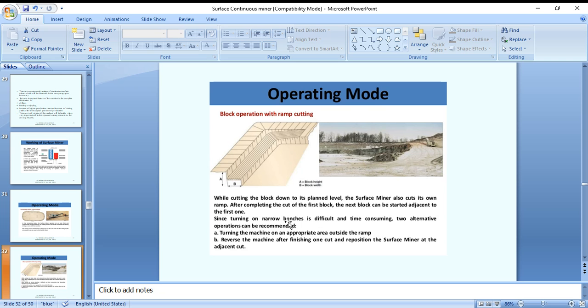Since turning on narrow benches is difficult and time consuming, alternate operation can be recommended. Turn the machine in an appropriate area outside the ramp, reverse the machine after finishing one cut, and reposition the surface miner at the adjacent cut. This is the basic phenomenon going on in the bench formation. Two alternating operators can be recommended, one going one side and another coming from the other side. So this is one operation mode.